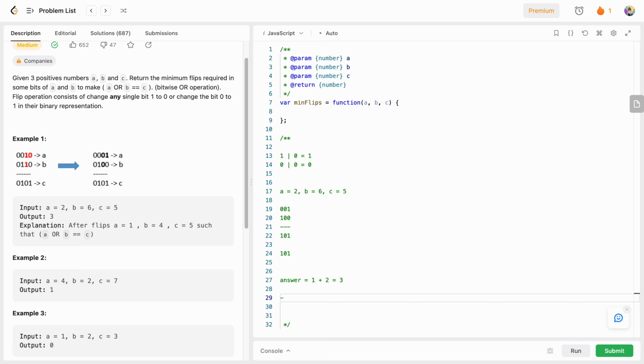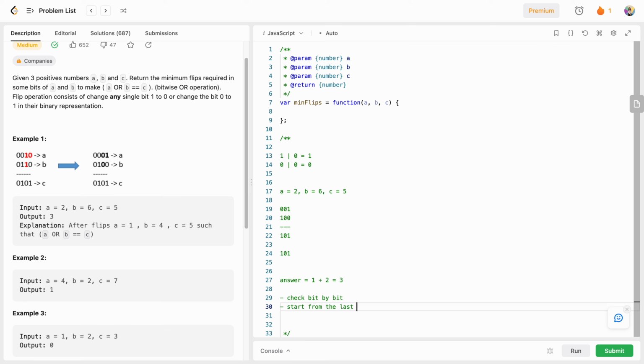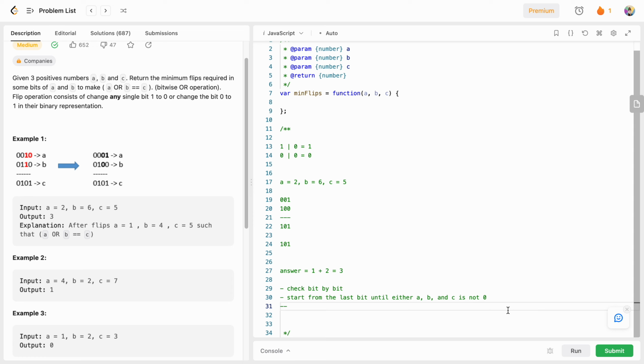So what we are going to do is check bit by bit. While we're checking bit by bit, we start from the last bit and keep iterating until either A, B or C is not 0. We just keep on iterating. While we are iterating, we check the last bit, so this will go here because we are checking our last bit.